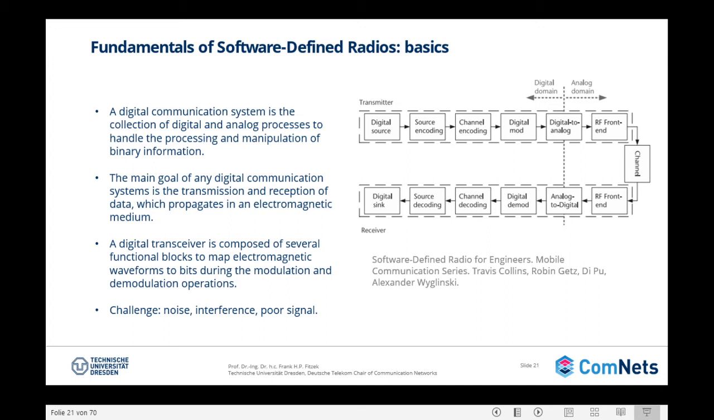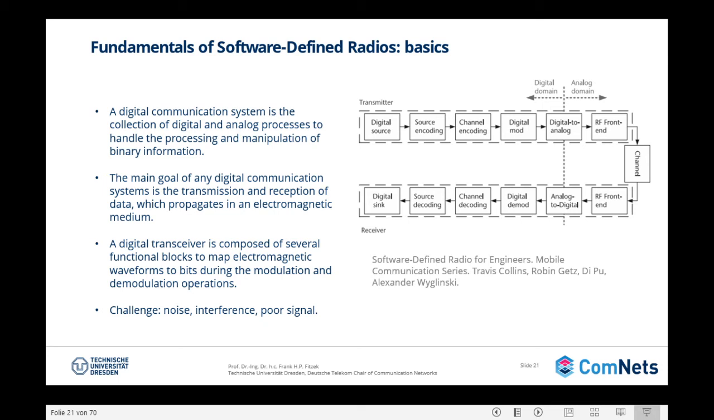And every digital transceiver, the receiver and transmitter, is composed of several functional blocks to map electromagnetic waveforms to bits during the modulation and demodulation operations. However, as we can see here, when the electromagnetic waves are traveling, there are many challenges to be considered when we are designing our digital communication system. One of them is the noise, the other is the interference, and another is the poor signal.